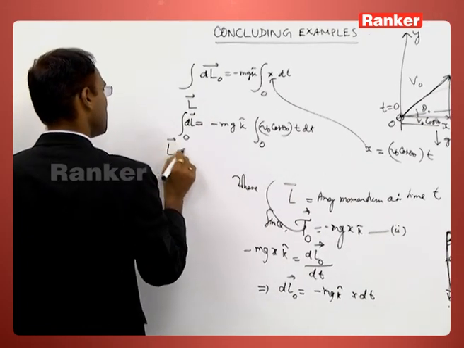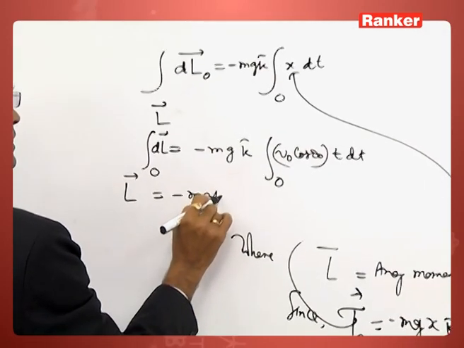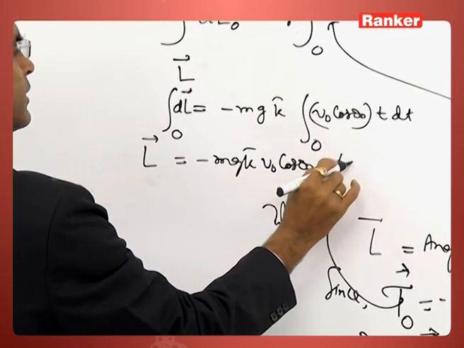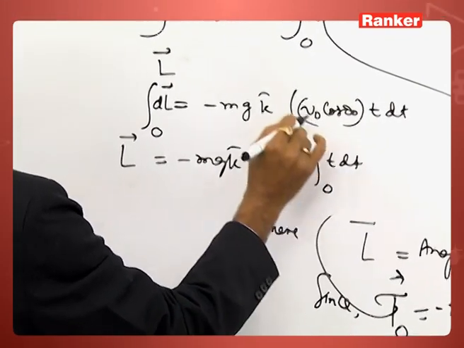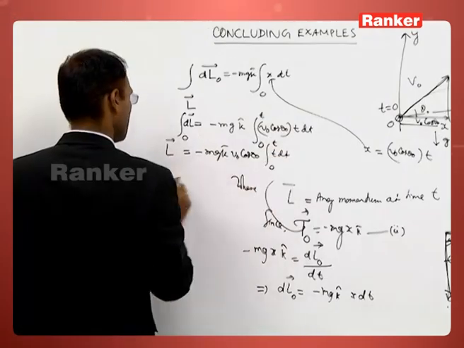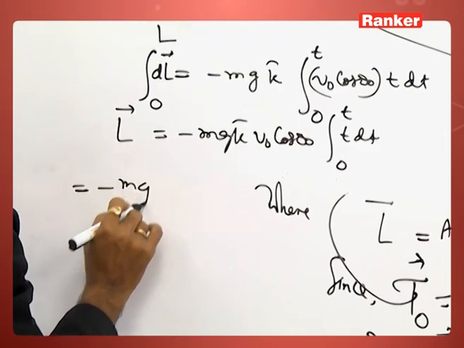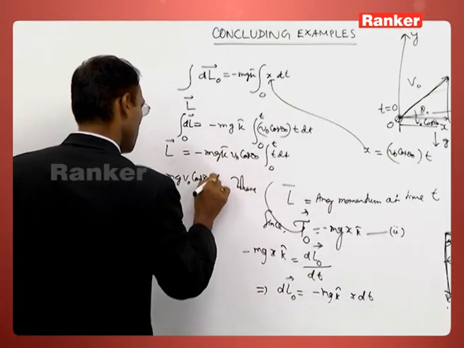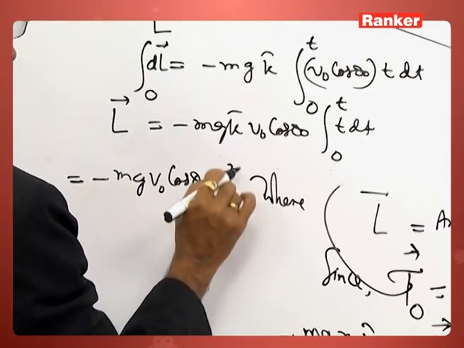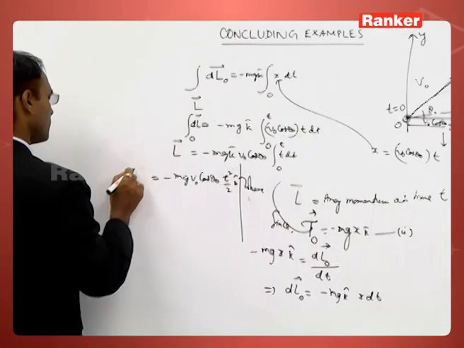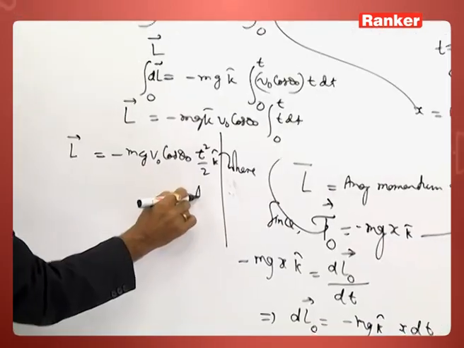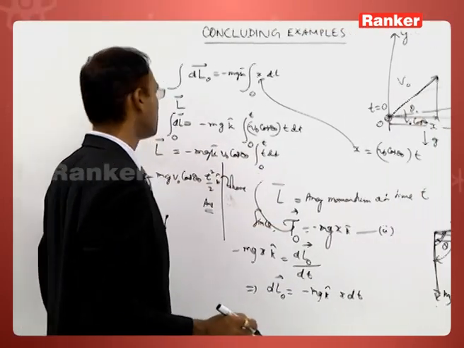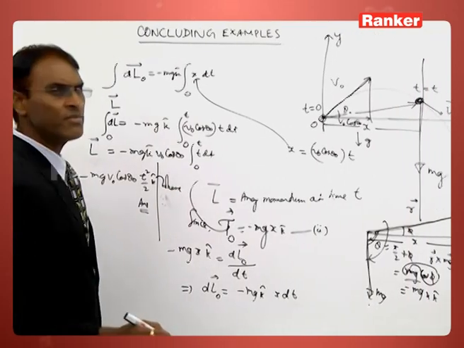So, L vector is equal to minus mg k cap v naught cos theta naught t dt, integral 0 to t. This gives us minus mg v naught cos theta naught into t square upon 2 into k cap. Answer. This is the angular momentum of the particle as a function of time.